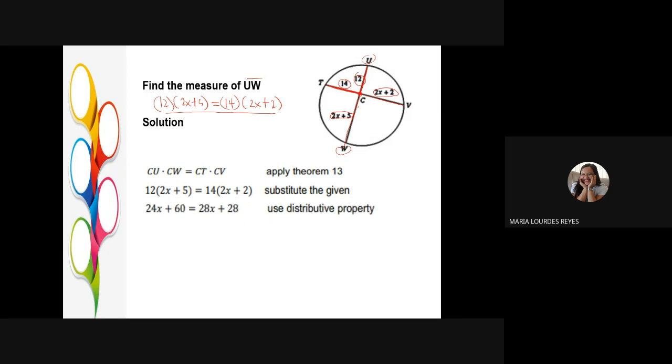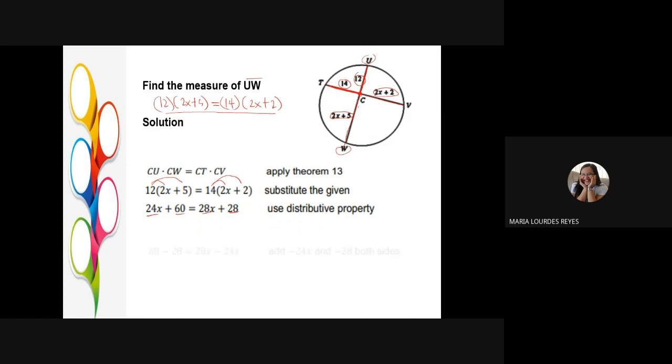Next, you can use the distributive property. So how did we end up getting these answers? We distributed this. For example, 12 times 2x is 24x. 12 times 5, that's 60. Next, 14 times 2x, that's 28x. 14 times 2, that's 28.